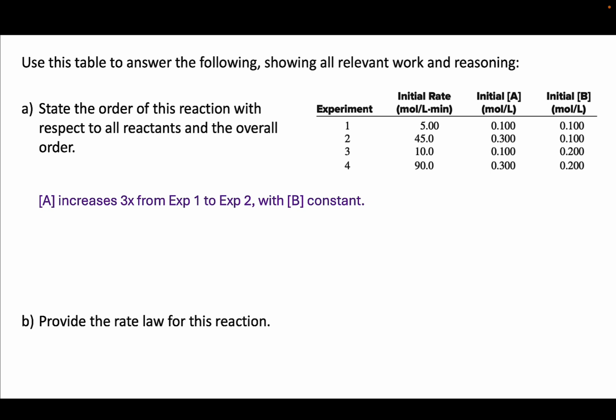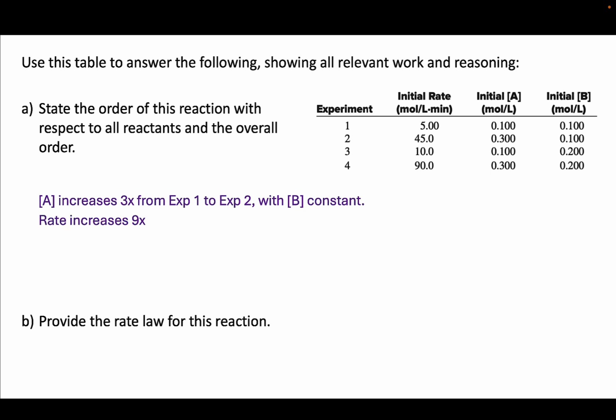We have the rate in column 2, the label in column 1, the amount of A in column 3, and the amount of B in column 4. We want to look at a pair of experiments where one of these stays constant while the other changes. Experiments 1 to 2 have the concentration of reactant B staying constant. That's great because we can see what changed with reactant A between 1 and 2, which was a tripling, so we can determine that the rate change is all attributable to reactant A.